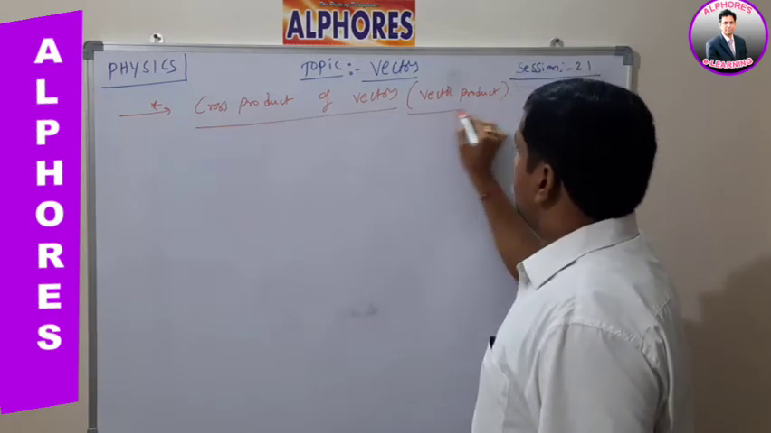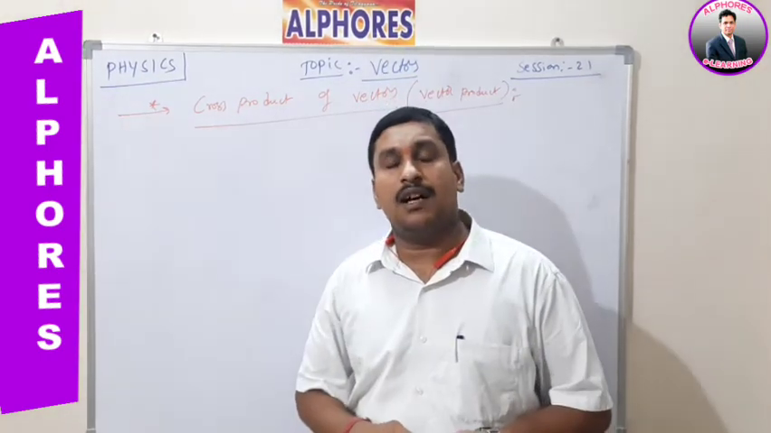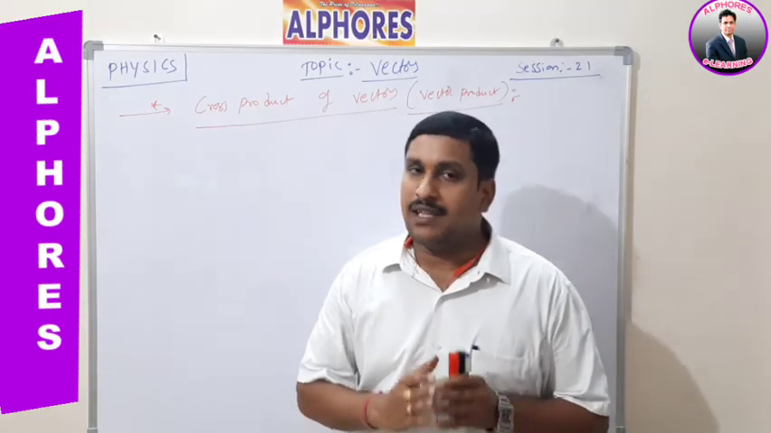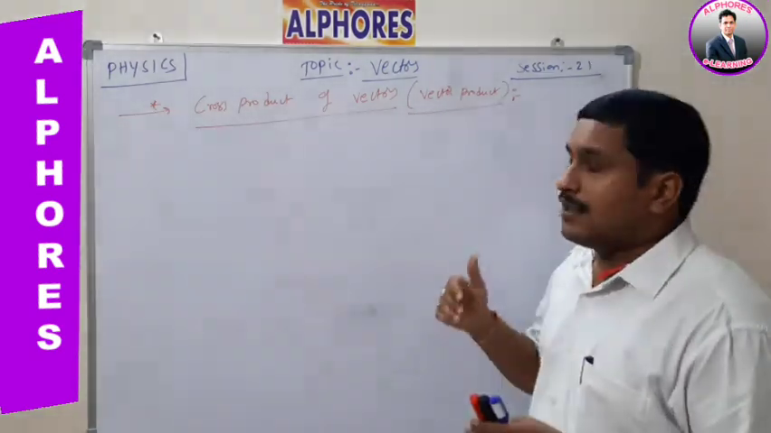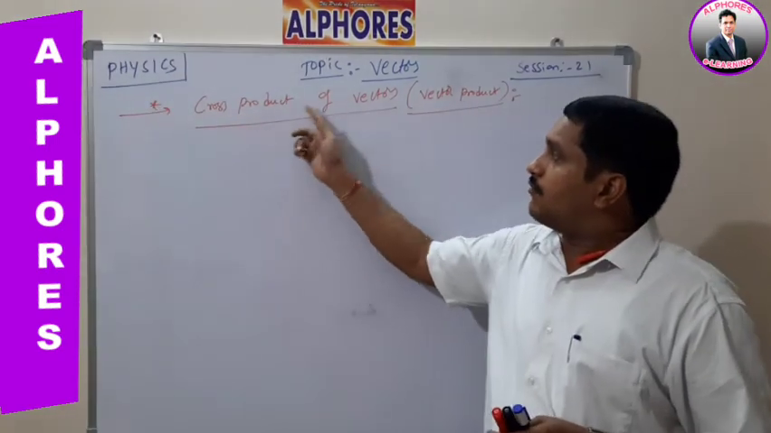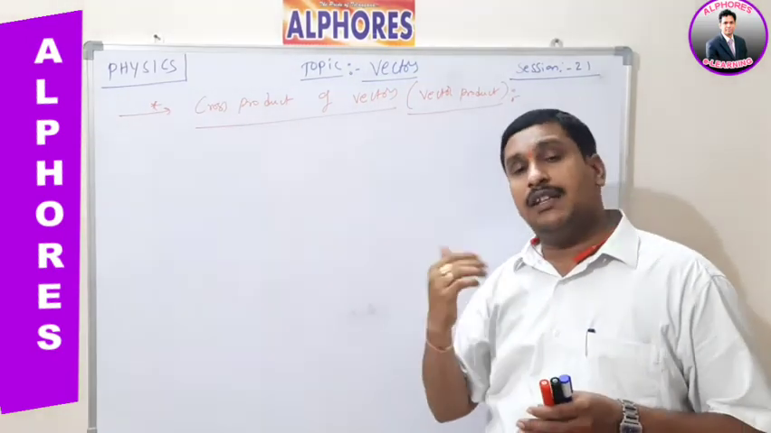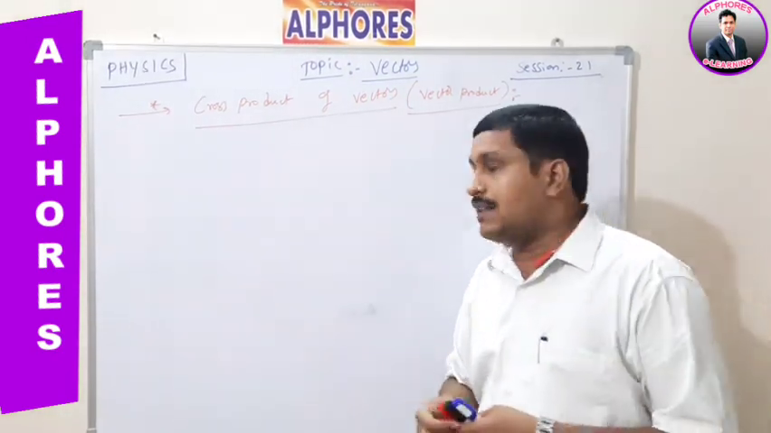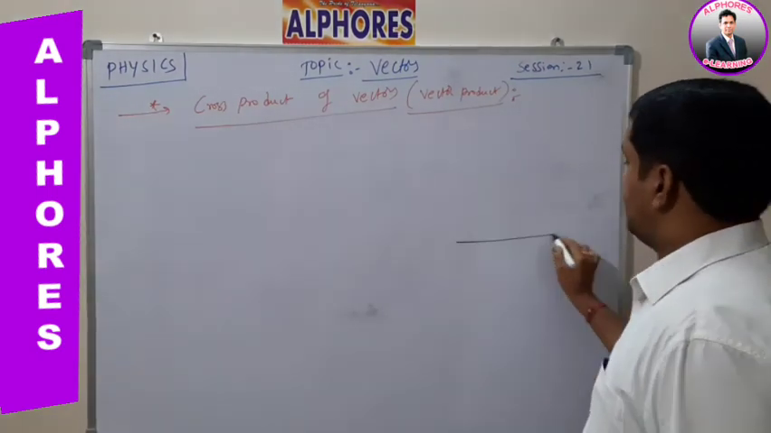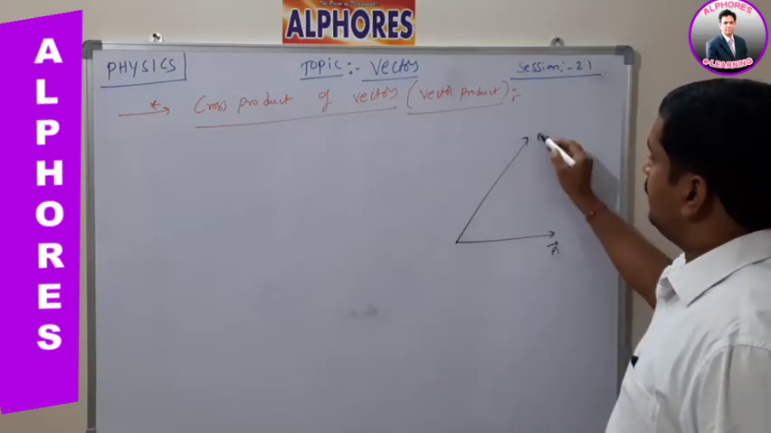In the previous class, the dot product of two vectors is always a scalar, and that is why it is called the scalar product. But in this session, listen carefully, the cross product of two vectors, or vector product, always gives a vector. Here I have to take two vectors. Let us say this is A bar I am taking, and two inclined vectors, let us say this is B bar.